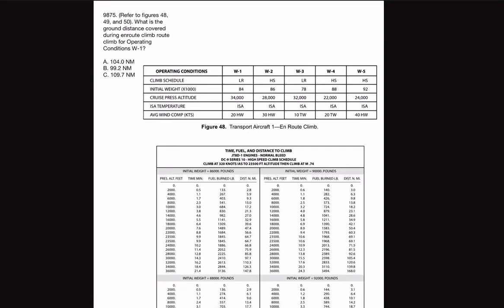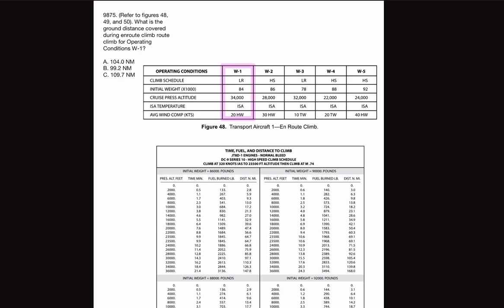Question 9875 asks us to refer to figures 48, 49, and 50. What is the ground distance covered during en route climb route for operating conditions W1? So figure 48 is going to give us those operating conditions, and we'll go ahead and highlight W1.